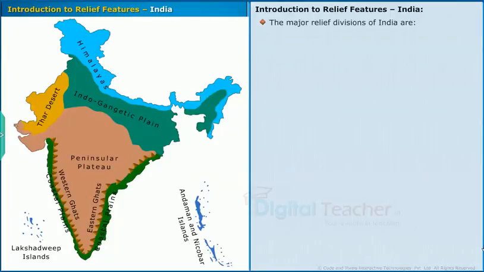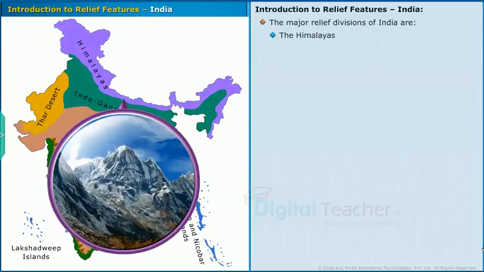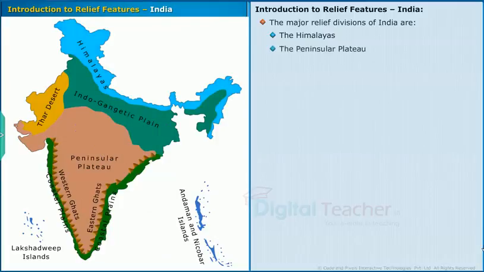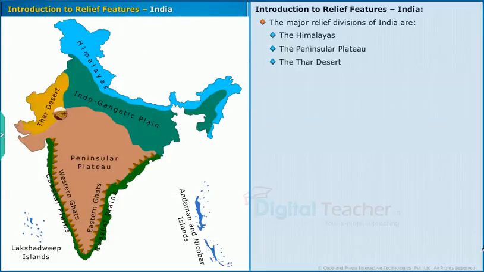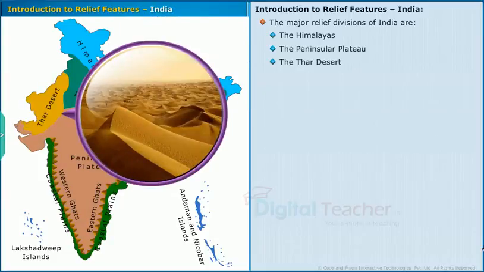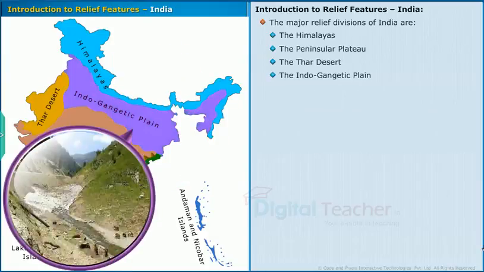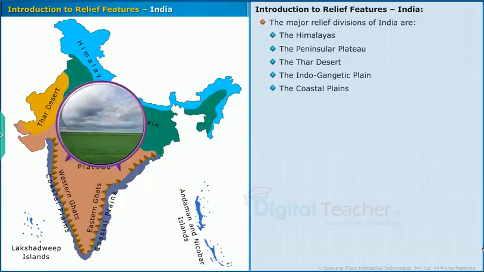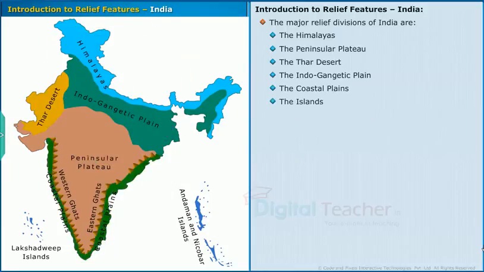The major relief divisions of India are the Himalayas, the Peninsular Plateau, the Thar Desert, the Indo-Gangetic Plain, the coastal plains, and the islands.